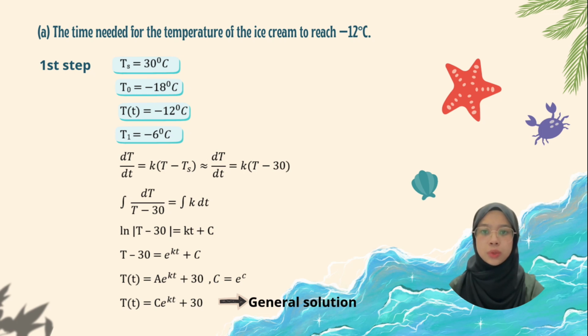And we solve the equation by separating the variables and integrating both sides of the equation. Integral dT/(T - 30) equal to integral k dt. And we get ln|T - 30| = kt + c. Calculate it, and we get T - 30 = e^(kt + c). And we get T(t) = A e^(kt) + 30, when A equal to e^c. The general solution, we get T(t) = C e^(kt) + 30.